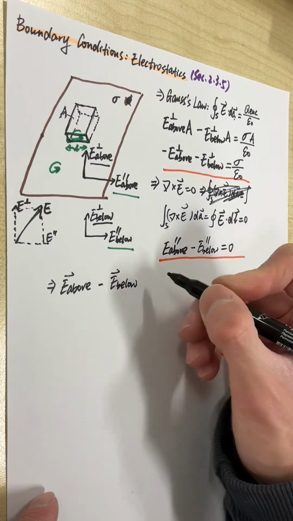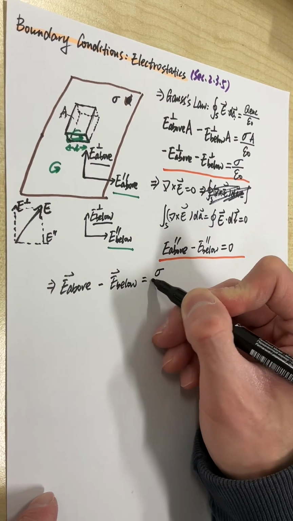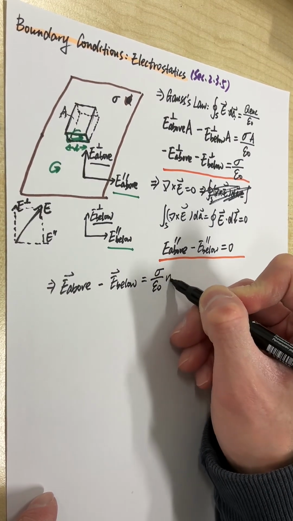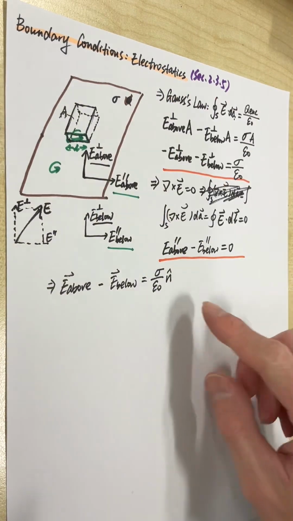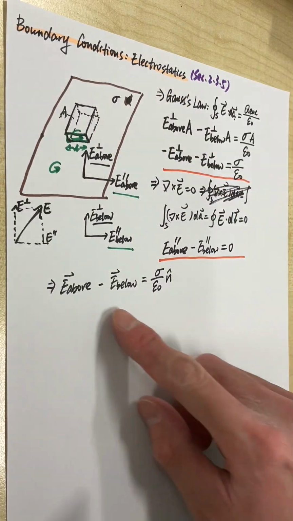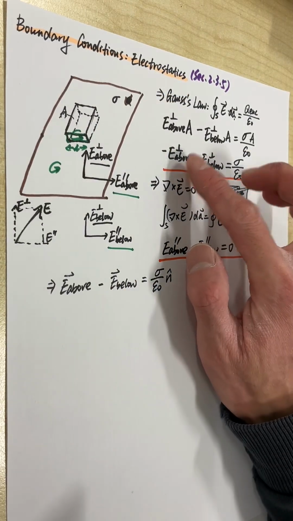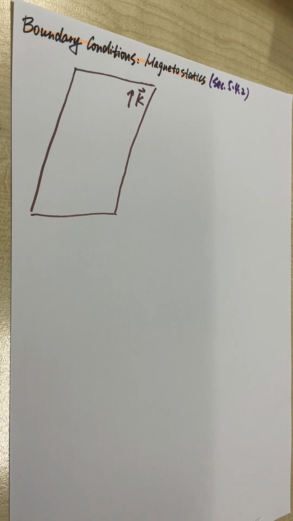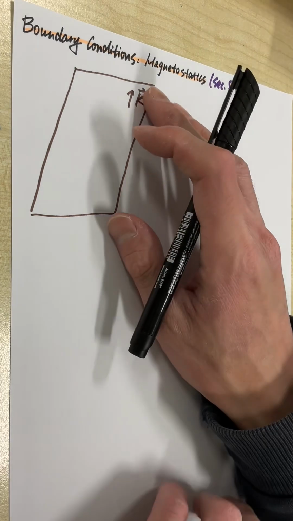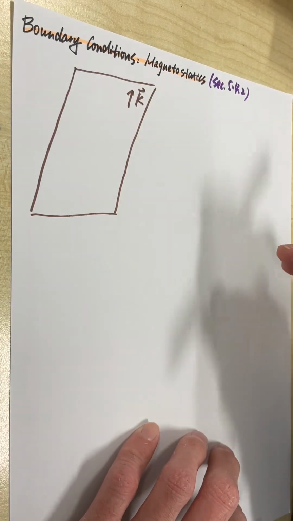below vector. We have sigma divided by epsilon 0, and then the unit normal vector, pointing up, perpendicular to the surface. We only have the normal component of the E field. So the second set of boundary conditions is for the magnetic field. We first investigate this in magnetostatics.